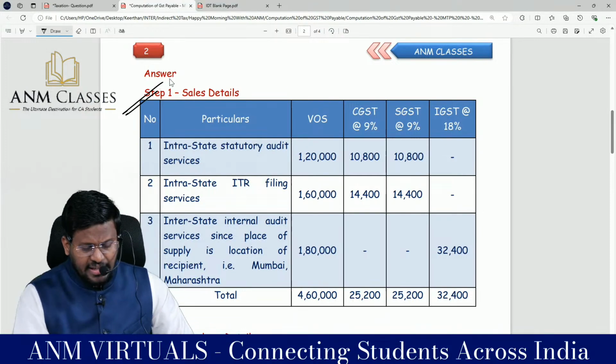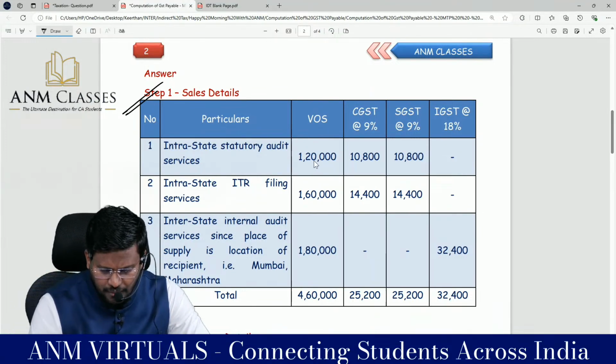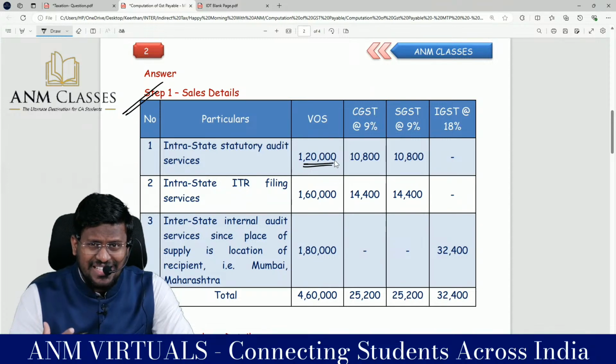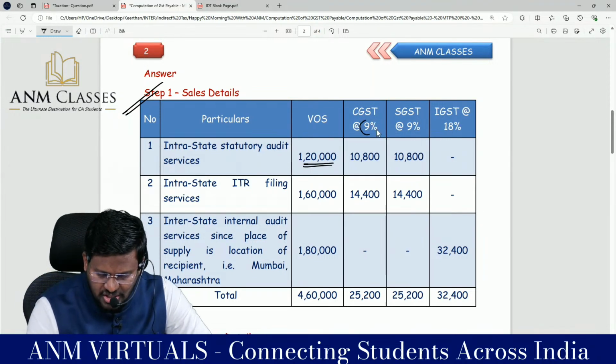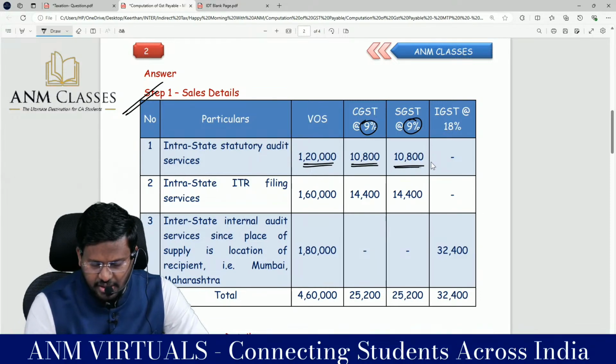Number 1, intra-state statutory audit services. How much is the value of supply? 1,20,000. On this 1,20,000, our person will collect CGST and SGST. CGST is at the rate of 9%, SGST at the rate of 9%. Fantastic, sir.